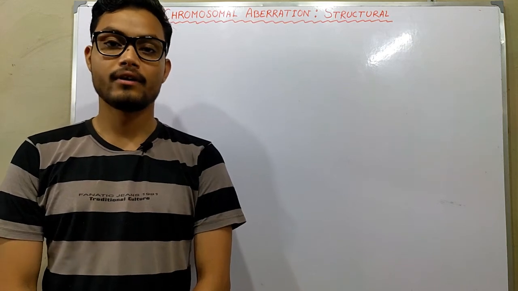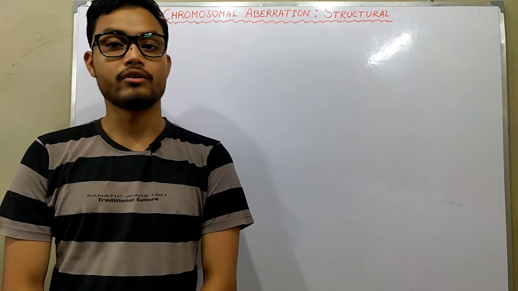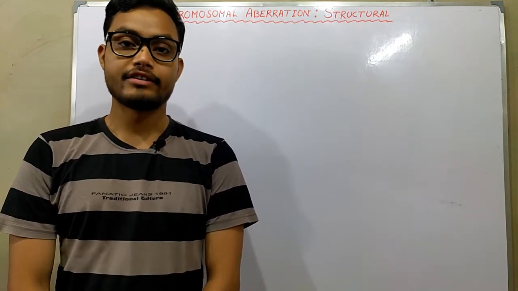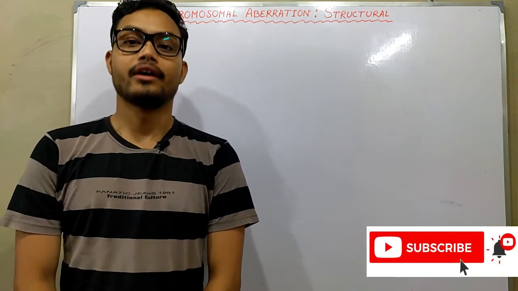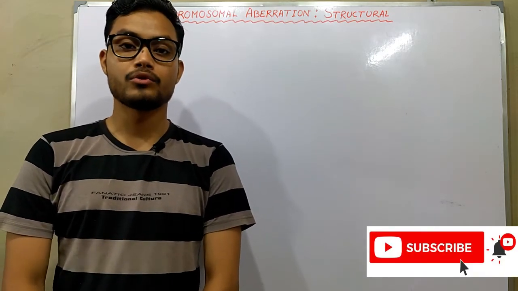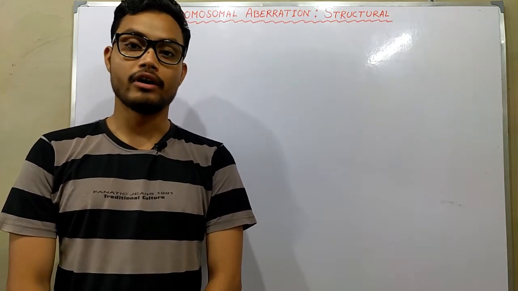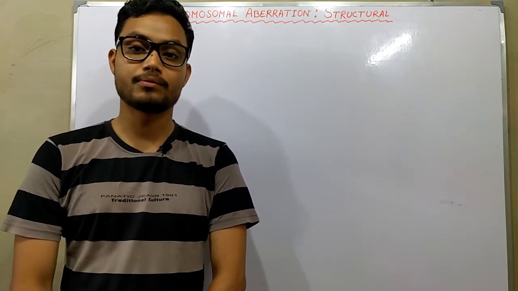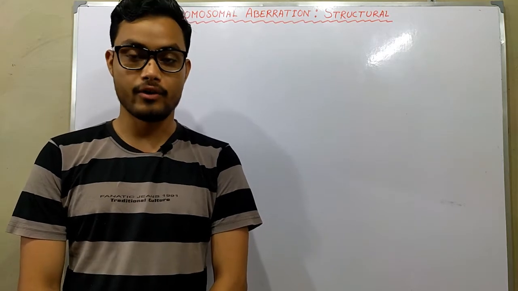Any kind of deviation from the normal structure or normal number in a chromosome is called chromosomal aberration. In the normal case, when a chromosome is good in shape or good in number, it is called euploidy. But when a chromosome deviates from the original structure or from the original number, it is known as aneuploidy.